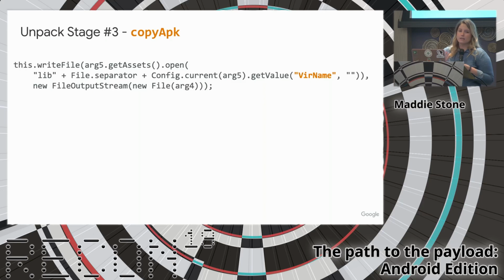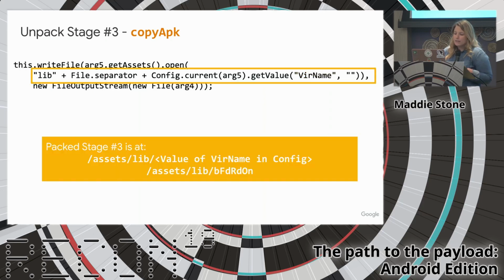It just has this call to a function write file, but this is where we can find out what the packed stage 3 is and where it comes from. In this case, it is at assets/lib, and then they're actually reading from that unpacked, decrypted configuration file that was encrypted with DES, to find out what the name of the file should be. And so this can be updated over servers, things like that. In this case, it is at lib. They did not choose an English word, but BFDRDON.